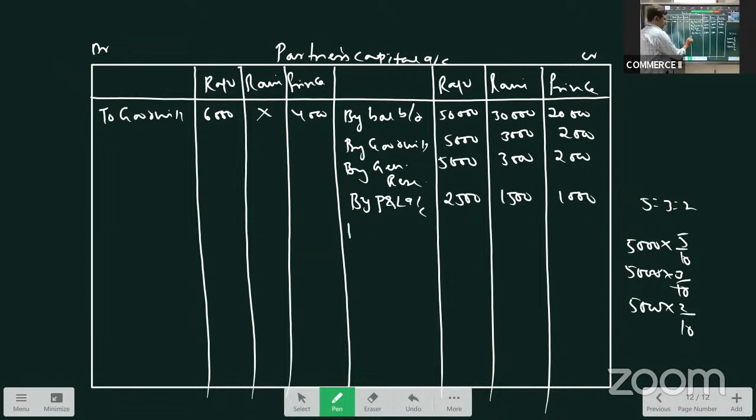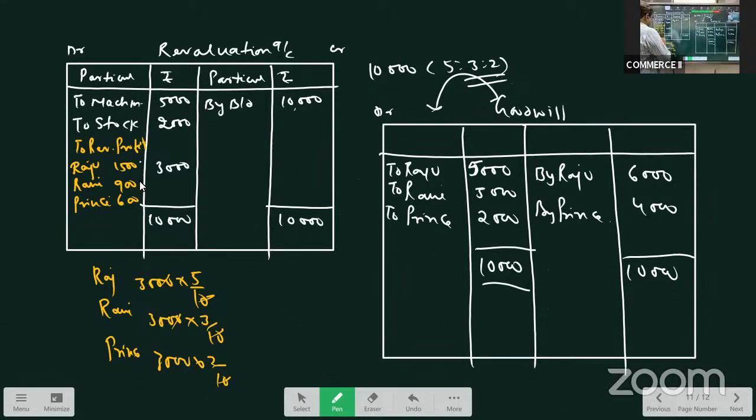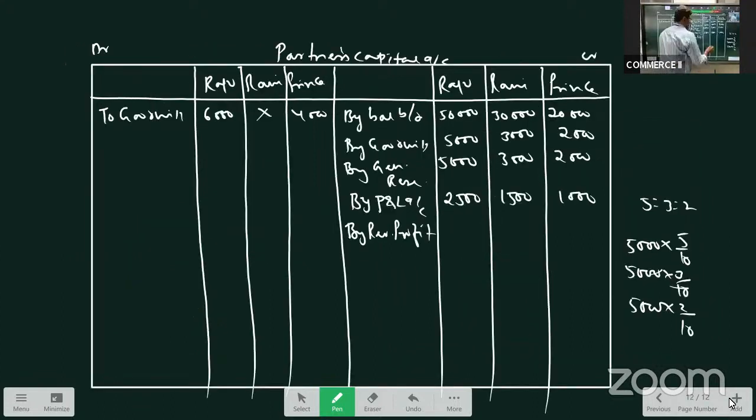Then the last item, that is revaluation profit. Revaluation profit we have calculated, no? 3,000 was the profit. We have credited each one 1,500, 900, 600. So 1,500, 900, 600. Now balance.